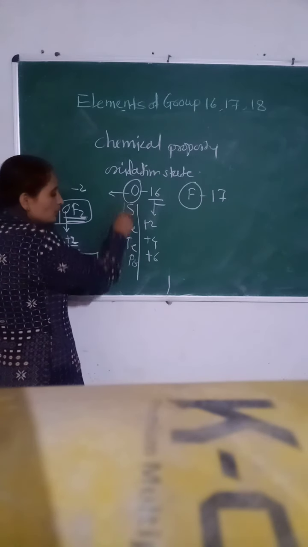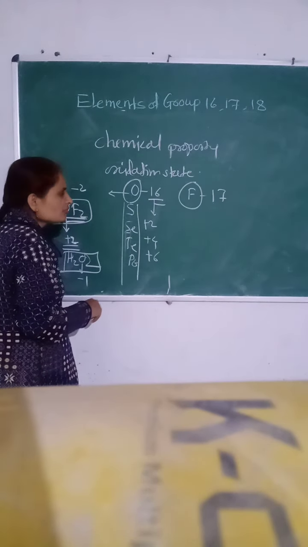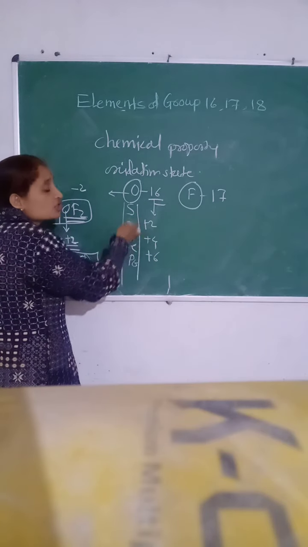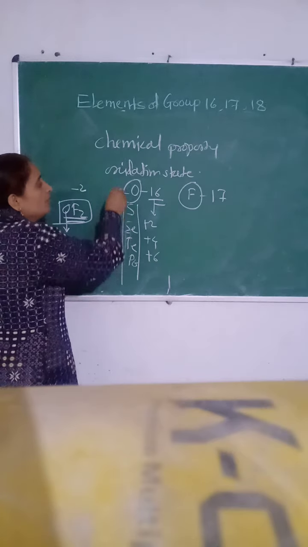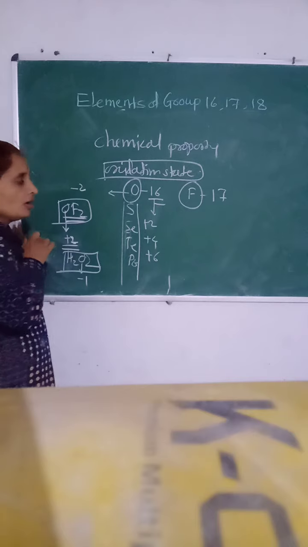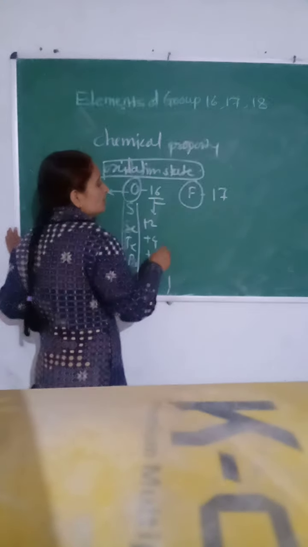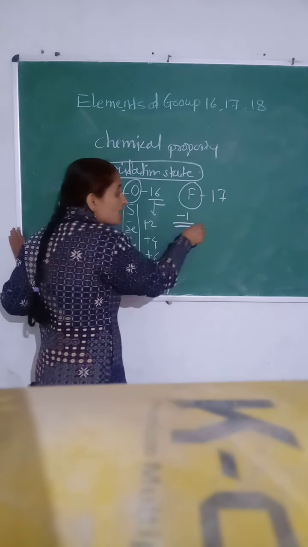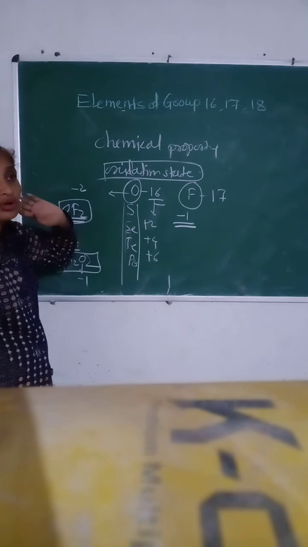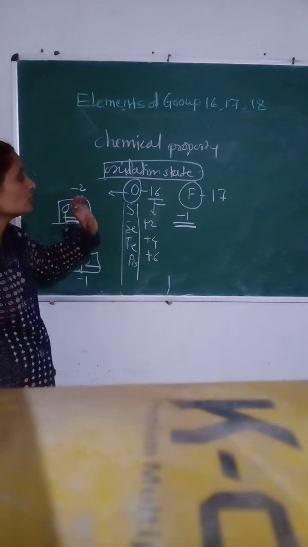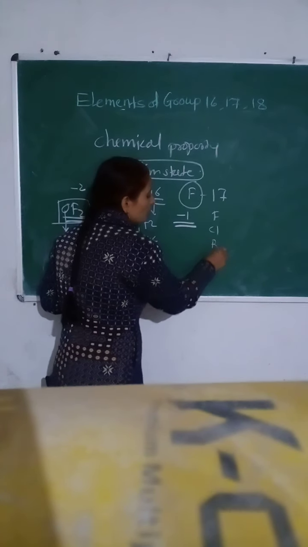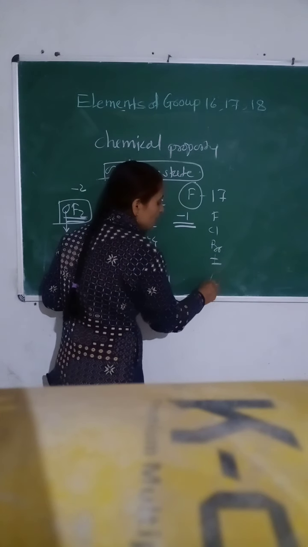And the other elements, sulfur, selenium, tellurium, with polyatomic molecules, will show +2, +4, +6 oxidation states. First we have to study the oxidation state in group number 16 elements. Then in group number 17, fluorine is always in -1 oxidation state. The most electronegative element always shows -1 oxidation state. The other elements are fluorine, chlorine, bromine, iodine and astatine.